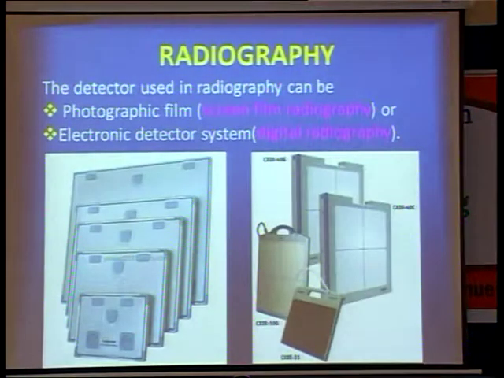Next one. This is the cassette. There are two types of cassette. Previously it was film, and from this film you have to develop. The next one is the digital cassette. You are able to see the digital one. This is the ordinary one. You are able to see it.